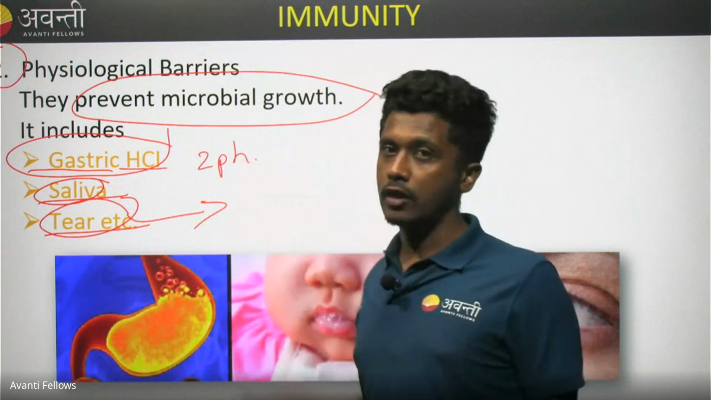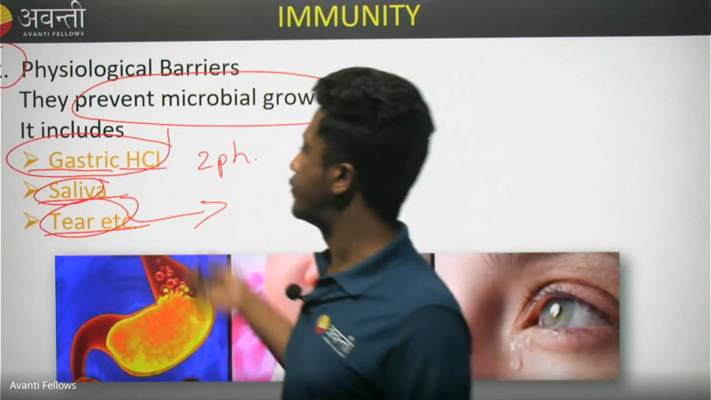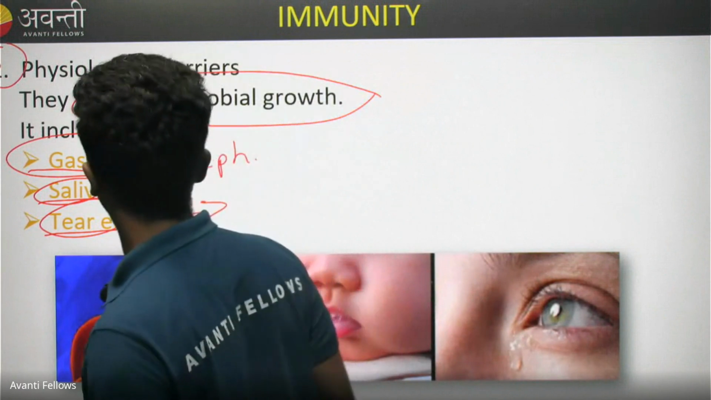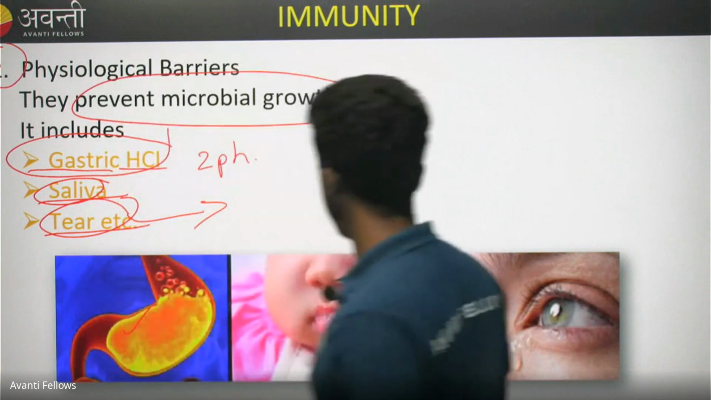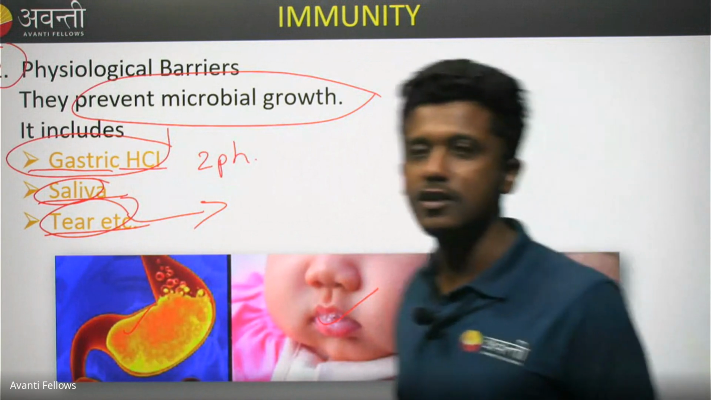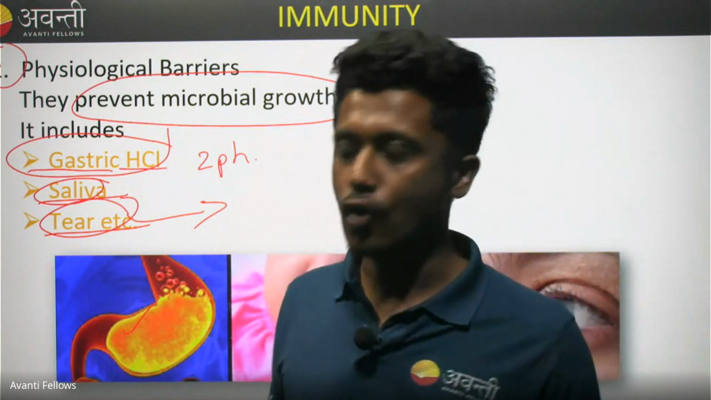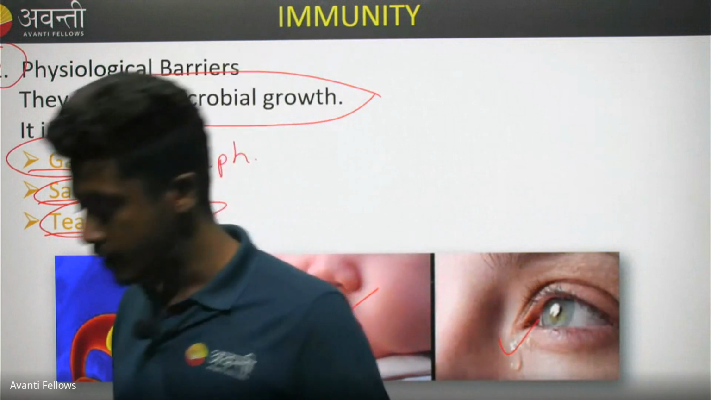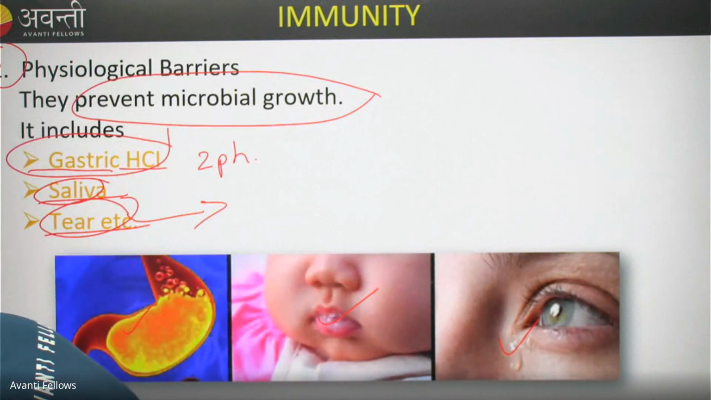So under physiological barriers, we understood that we have three different examples: the gastric acid in the stomach, the saliva in the mouth, as well as the tears from the eye. So next time you get a tear in your eye, remember that it also helps protect your eyes. Okay, so that is about that.